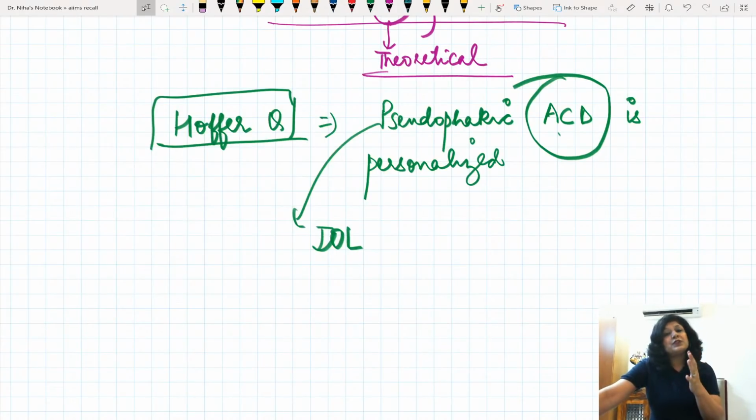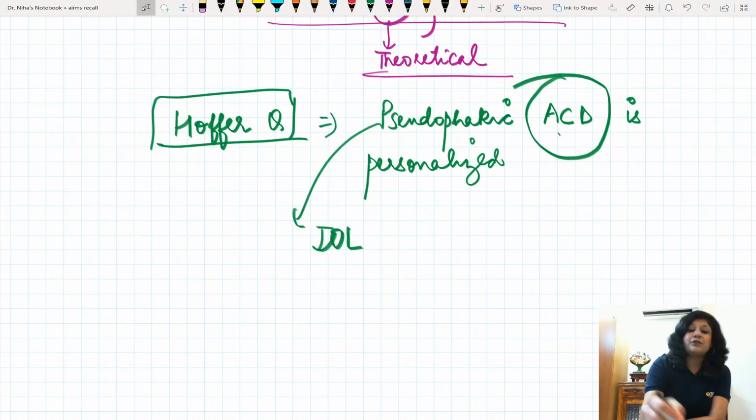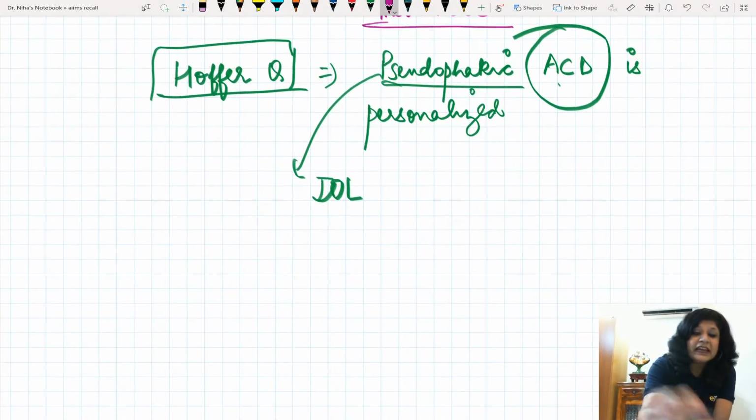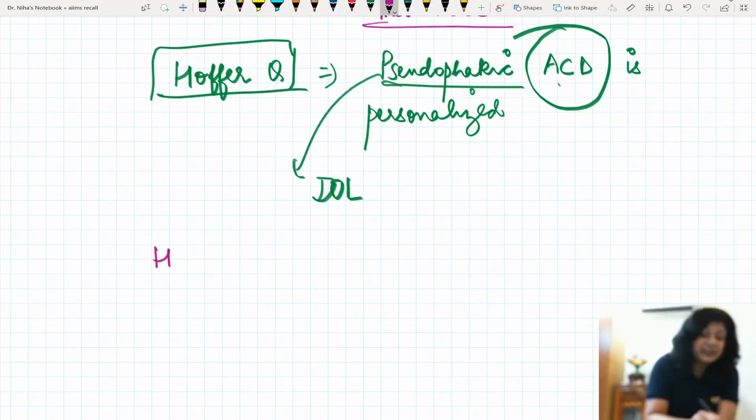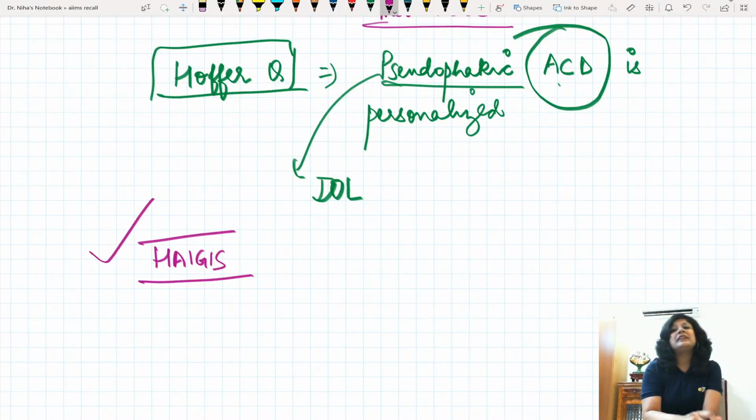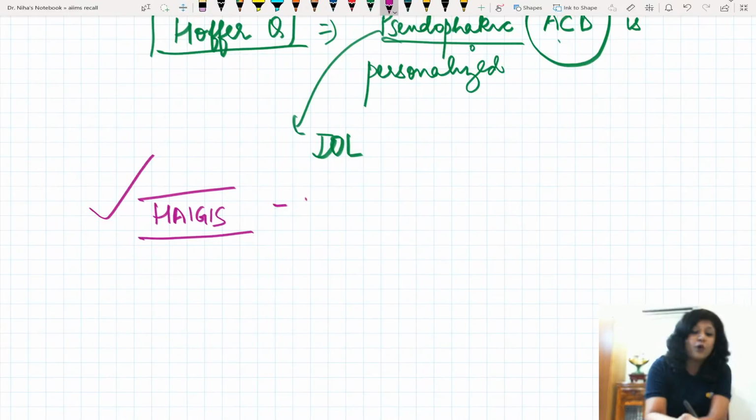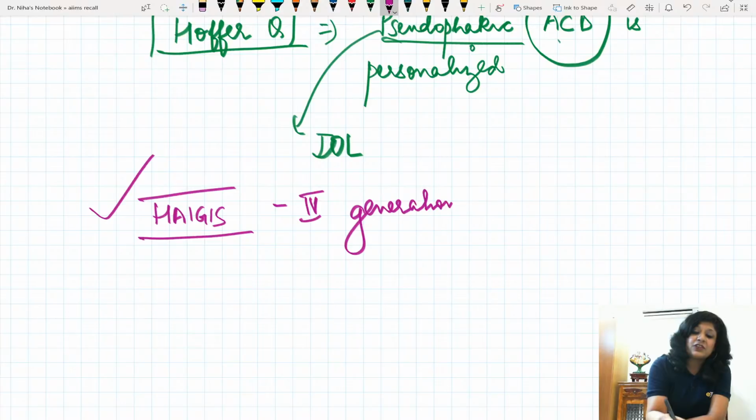So in the options, you were having the SRK1 formula, you were having the SRK2 formula. So obviously that is not the answer. Then you were having the Hoffer Q formula. Hoffer Q also is not for the refractive surgery, that is for the pseudophakia. So by exclusion also, you are left with the Haigis formula. So let's see this. Haigis formula is the answer here. This is actually the 4th generation IOL power calculation formula, right?